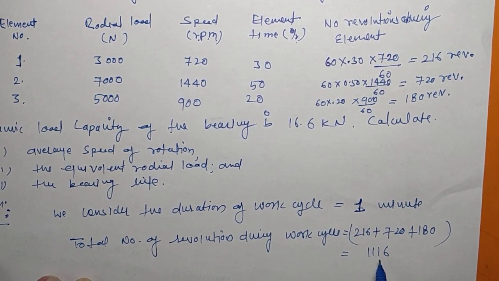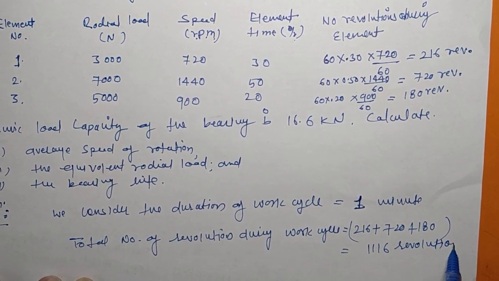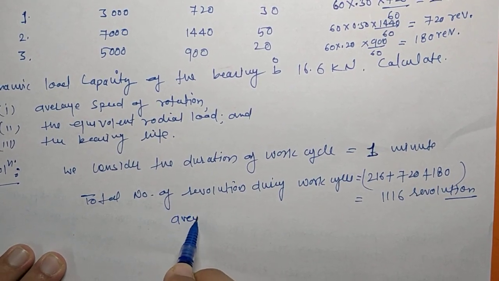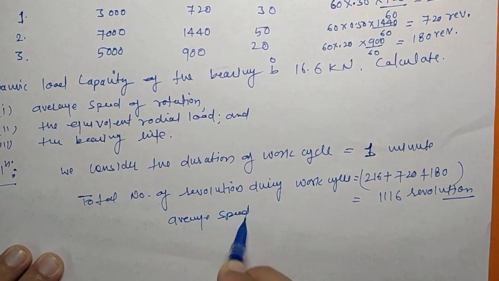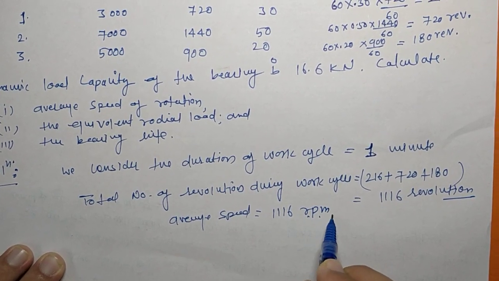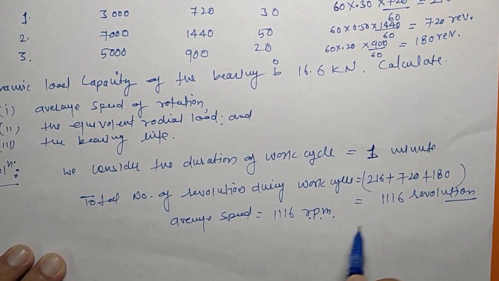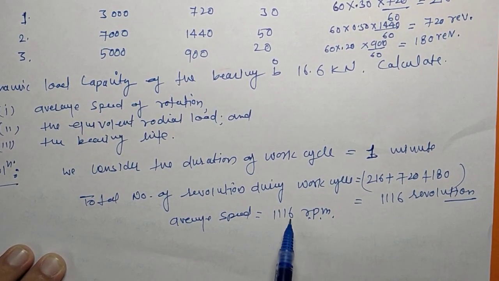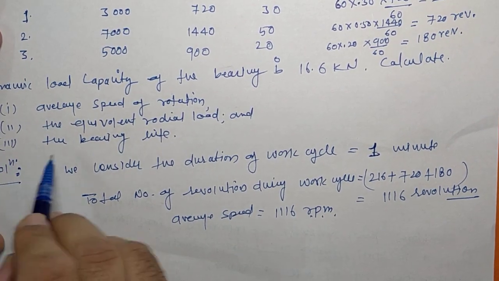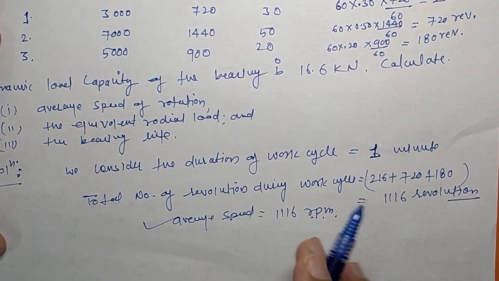So the average speed is 1116 rpm. Within 1 minute the total number of revolutions was 1116, so the average speed is 1116 rpm. This is the answer for the first part. Second, we are asked for the equivalent radial load.